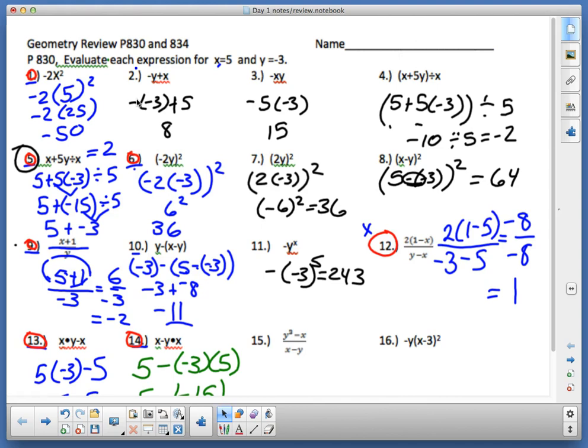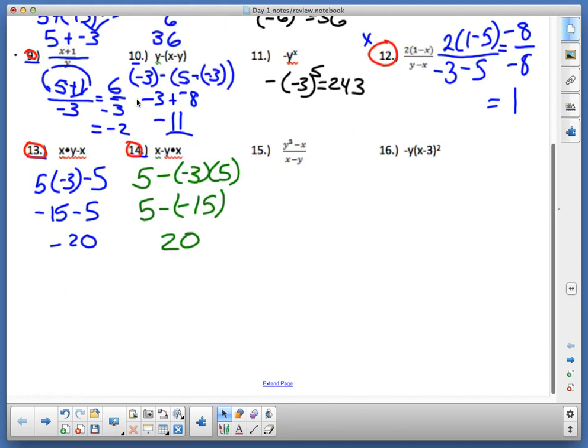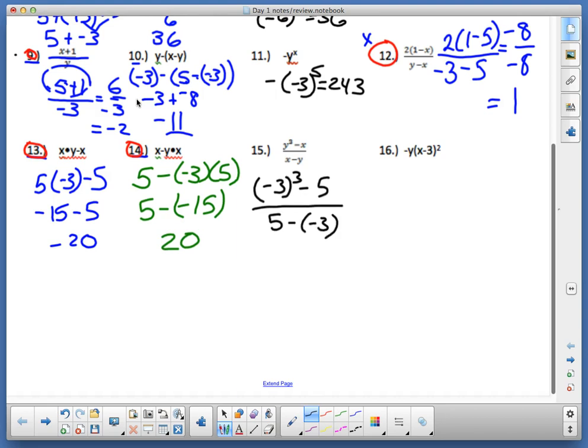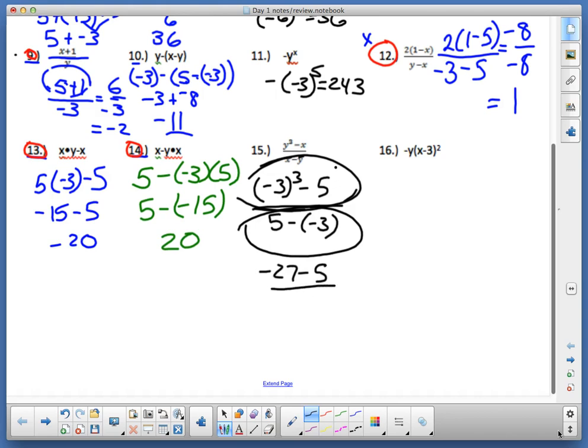In 15, so if you go down here, we got negative 3 is y, so it's negative 3 to the 3rd minus 5, all over 5 minus 3. Now keep in mind, as we go through this problem, we got to do everything on top, and then everything on the bottom, and then we can combine them. So I've got negative 27 minus 5, and I've got 5 plus 3. And this is going to be negative 32 on top, and 8 on the bottom. That's where my negative 4 comes from.